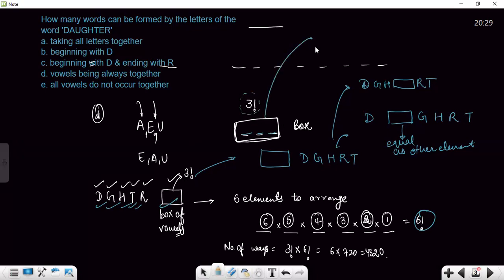How? There were 3 elements, A, E, U. So you could have written A first, then E, U. That's one way. A, U, E. Or another way is writing U, A, E or U, E, A.